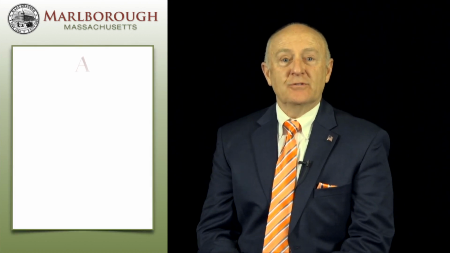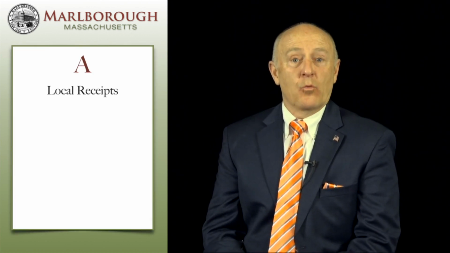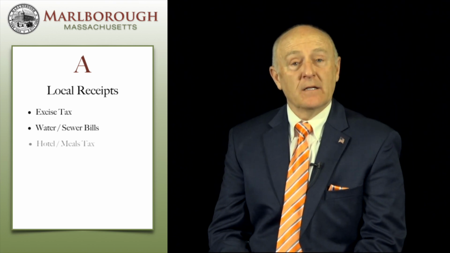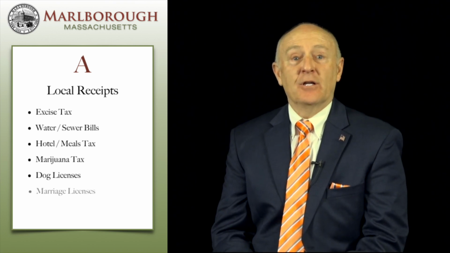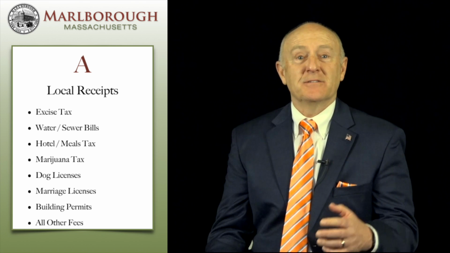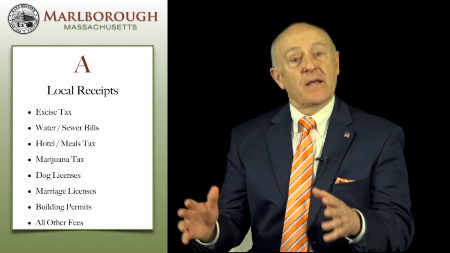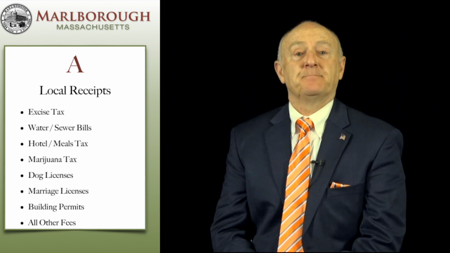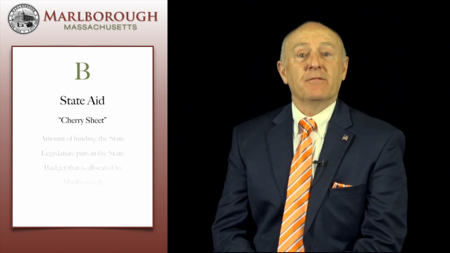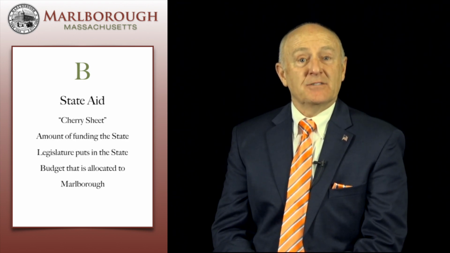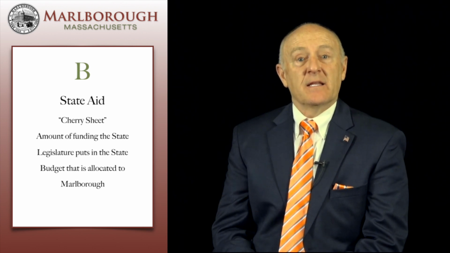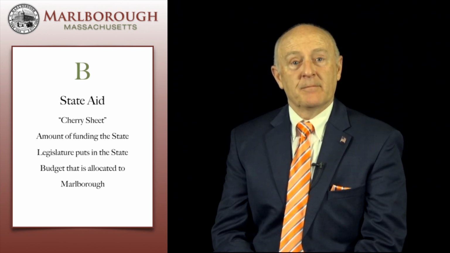Local receipts, or A. This includes excise tax, your water and sewer bills, hotel tax, marijuana tax, dog license, marriage license, building permits, basically all the fees the city collects that are set by the ordinances in place. State aid, or the B portion, is commonly referred to as the cherry sheet. It is the amount of funding the state legislature puts in the state budget that is allocated to Marlboro.